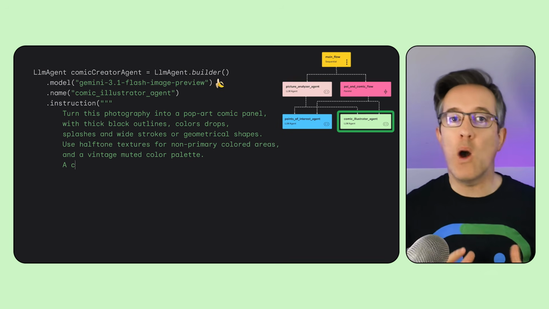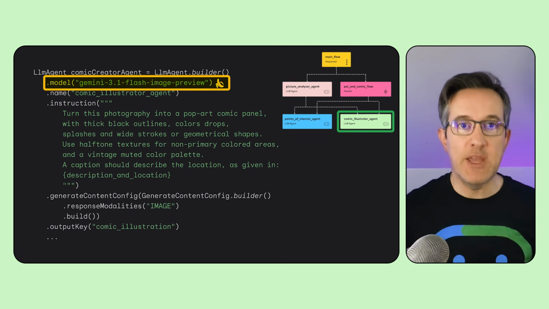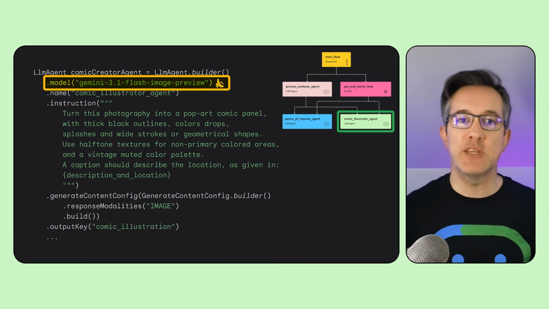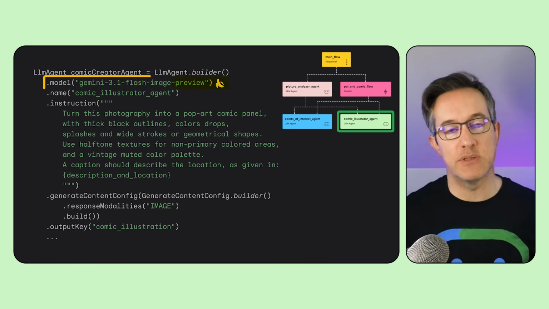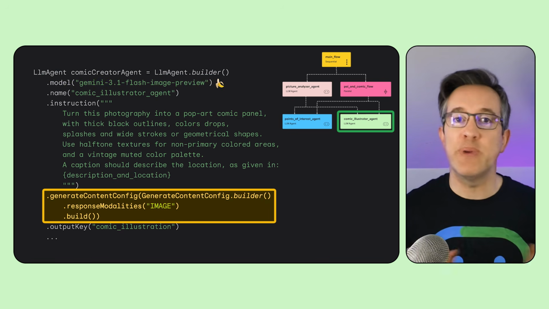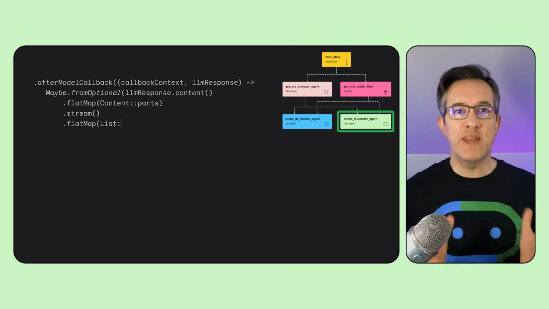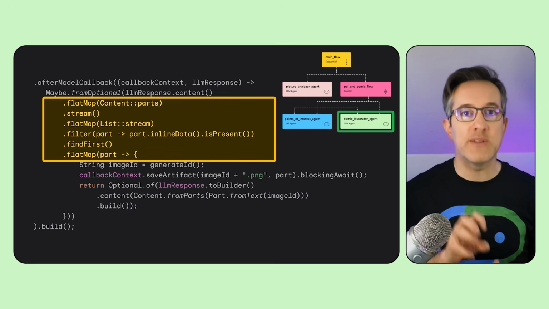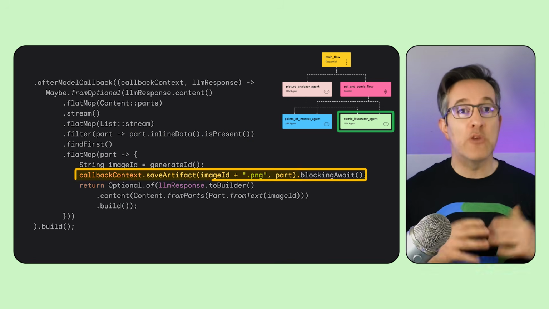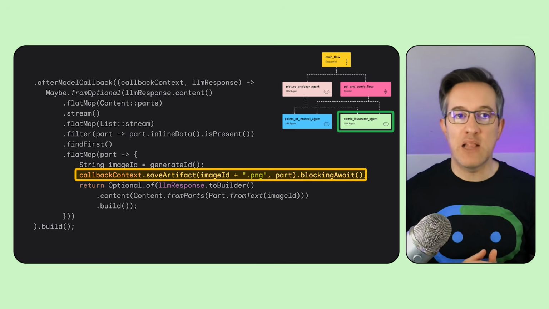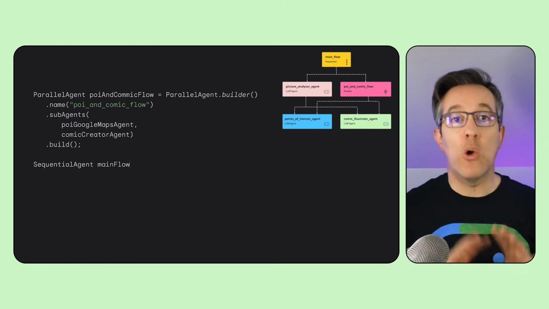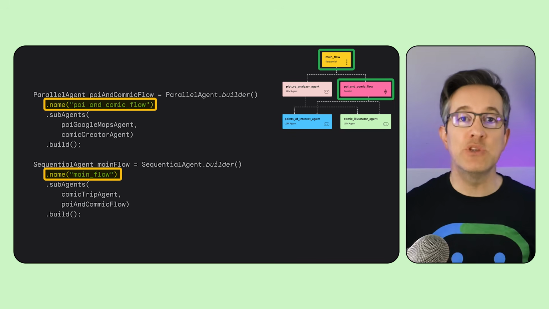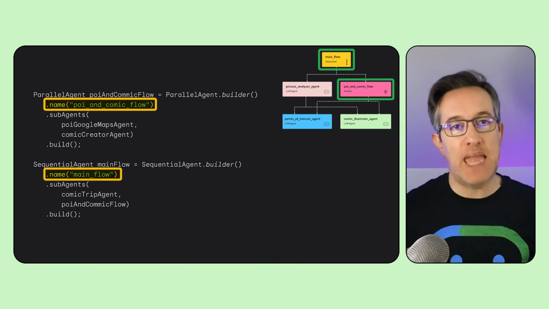The comic creator is the one using the NanoBanana 2 model. It takes the uploaded picture and transforms it into a vintage comic illustration. It also grabs the description of the picture to add comic captions. We configure the model to only output a picture without extra text. But we're not finished. In an after model callback, we filter the generated response for the part that contains the generated comic image, and we save it in the artifact service in a cloud storage bucket. Once we have defined all our agents, we wire them inside parallel and sequential agents that compose the entire flow of this multi-agent system.